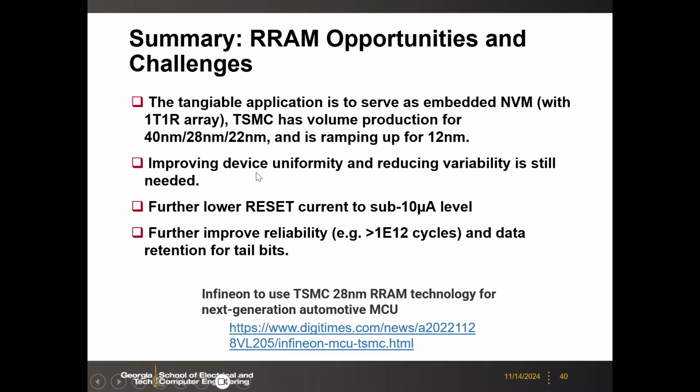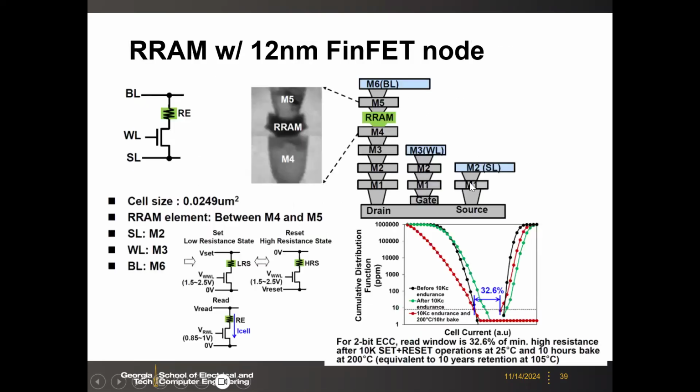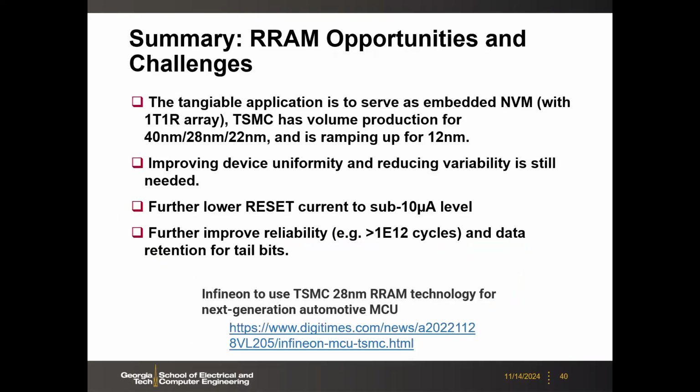And improving the device uniformity and reducing variability is still needed. You see how the industry is trying to deal with these tail bits. 10 out of 1 million cells are behaving like this. So you have to deal with that. Of course, you will have some ECC, error correction code, but fundamentally, you need to improve the device distribution.